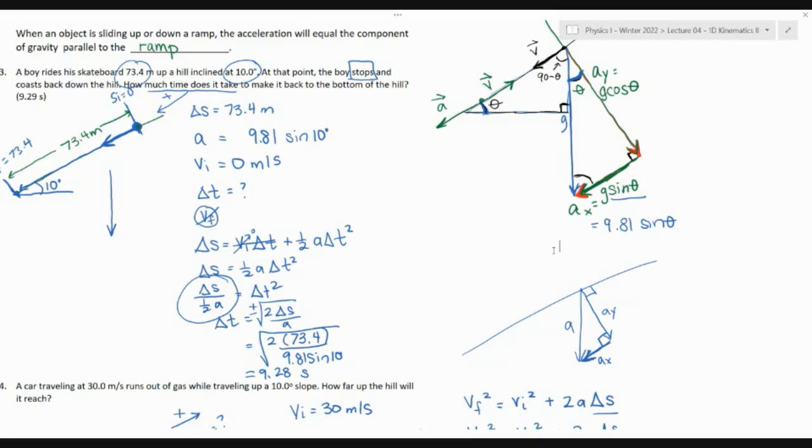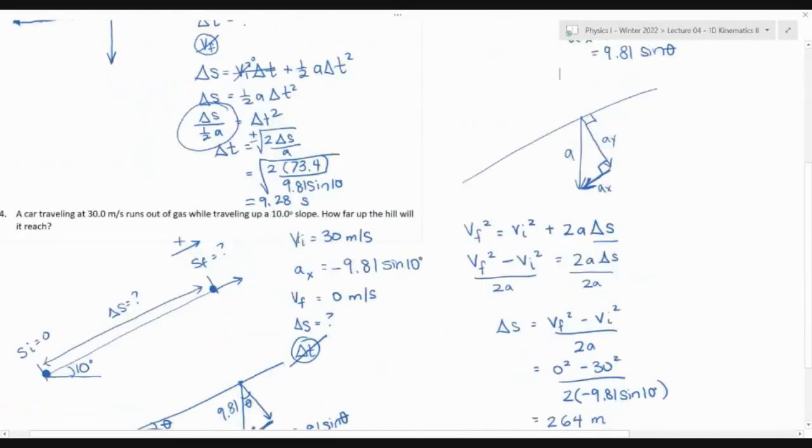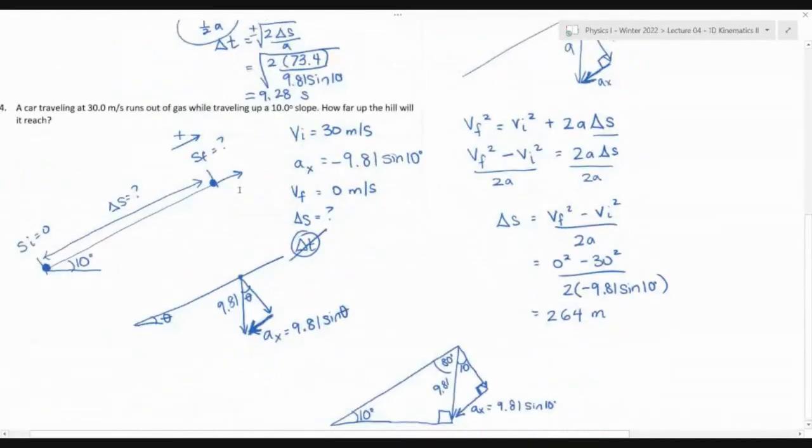Yes. Okay, so for a question like this, we just assume that the car slows down, because it says a car is traveling 30 meters per second and it runs out of gas. So it's going to come to a stop eventually because it's going up a hill. And it says how far up the hill will it reach? So it's saying how far will it go before it comes to a stop? So it couldn't be just an abrupt stop.